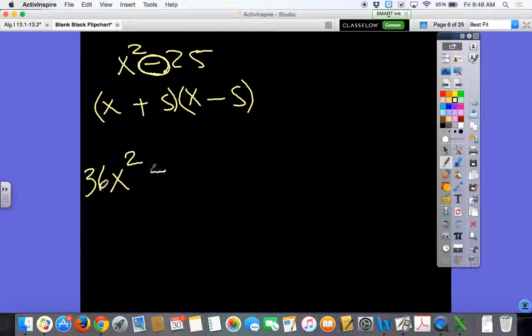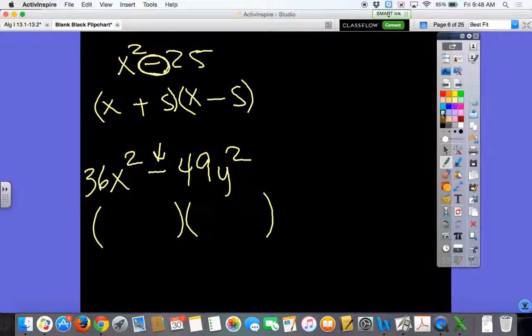They can get a little bit more involved. If you had 36x squared minus, let's see here, 49y squared. Looks a little messier, but you can do it. Everything's perfect squares, so just go with square roots. Make sure you're verifying, hey, this thing is subtraction. The square root of 36 is 6, so we have 6x and 6x. The square root of 49 is 7, but you do have to accommodate the y squared. So we have 7y and 7y. One of them's minus, one of them's plus.